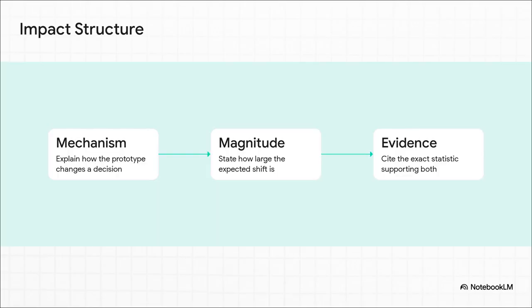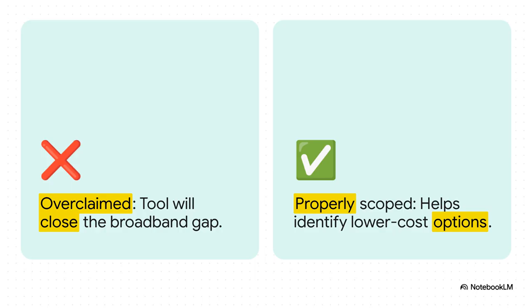Now, to properly justify that projected shift, your argument has to rigidly contain three core elements. First, a mechanism. You need to explain exactly how using the prototype changes a resident's decision or situation. Second, a magnitude. State how large a shift you expect and over what specific population or time frame. And third, evidence. You must cite the exact Module 6 statistic that supports both the mechanism and the magnitude. You can't just throw out a correlation and cross your fingers. You need hard data backing up both how the tool works and how big of an impact it's actually going to make.